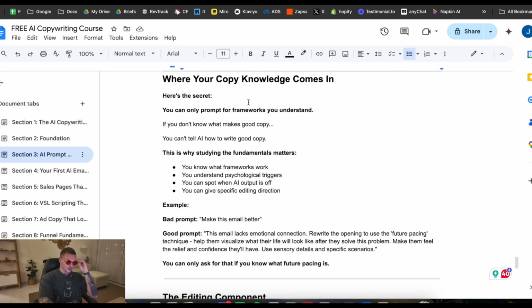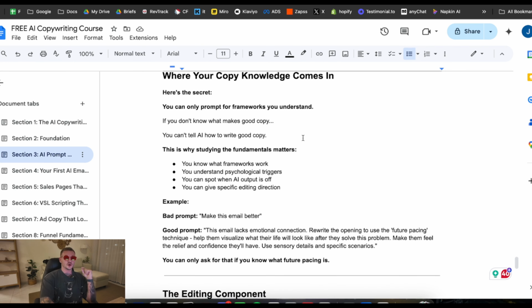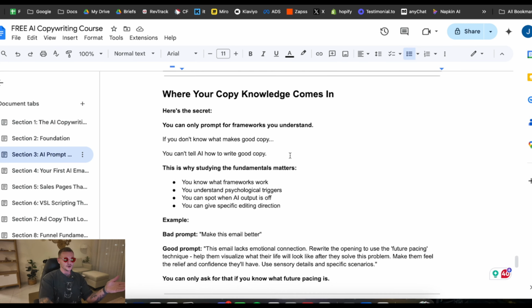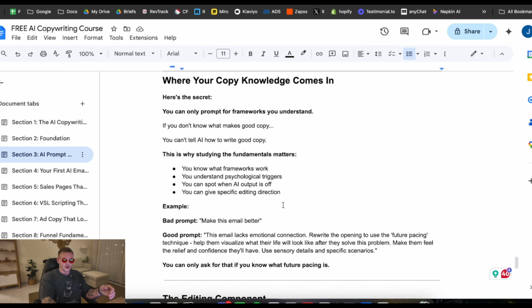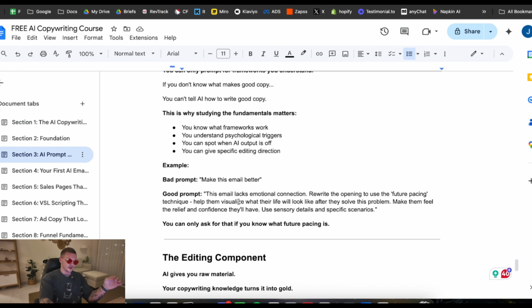So here's where your copy knowledge comes in. You can only prompt for frameworks that you understand. If you don't know what makes good copy, you can't tell AI to write good copy. You can try things like make this email better, or write an email that does this, or write a sales page that does this. But if you don't understand, like this, right? This is probably the best example to give you.